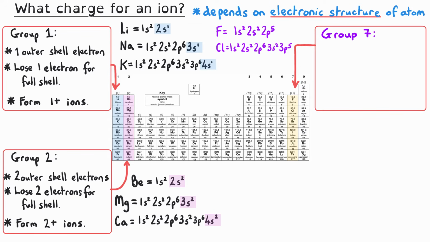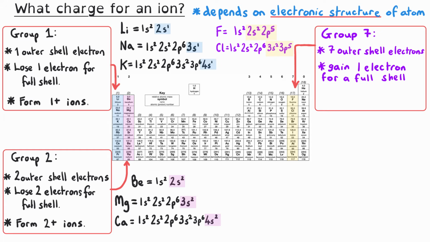In contrast, when we move over to the non-metals on the right-hand side of the periodic table, for instance, group 7, we can see that this outer occupied electron shell is almost full. For instance, fluorine's outer energy level has the electron arrangement of 2s2, 2p5, and chlorine is 3s2, 3p5. So they've both got 7 electrons in their outer shell. And so to fill that outer shell, they gain 1 negative electron, and this means that they become 1- ions.